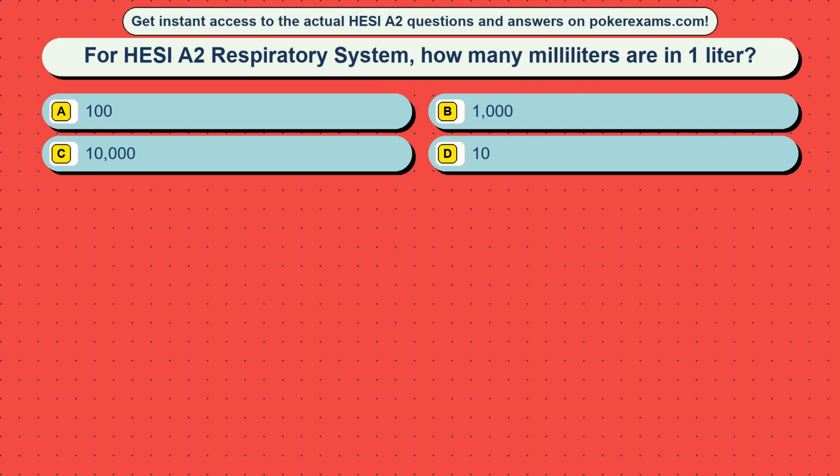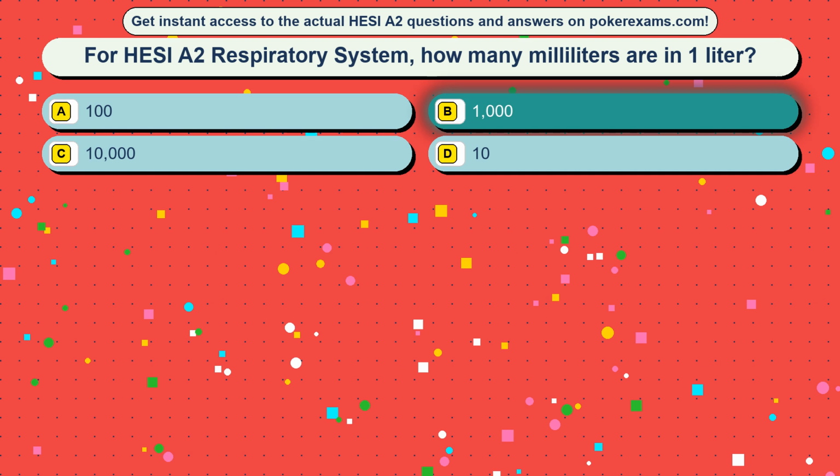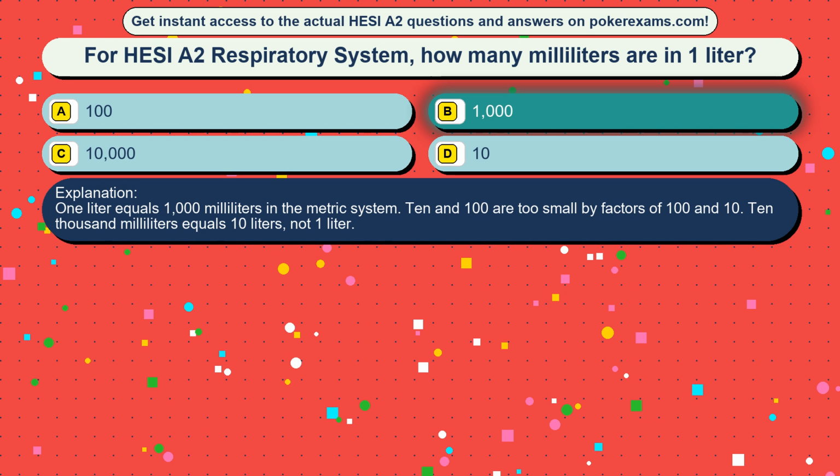Question 22. For HESI A2 respiratory system, how many milliliters are in 1 liter? Option A, 100. Option B, 1000. Option C, 10,000. Option D, 10. The correct answer is option B, 1000. 1 liter equals 1000 milliliters in the metric system. 10 and 100 are too small by factors of 100 and 10. 10,000 milliliters equals 10 liters, not 1 liter.